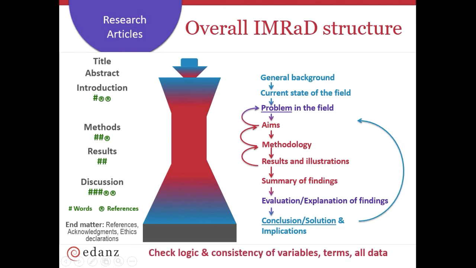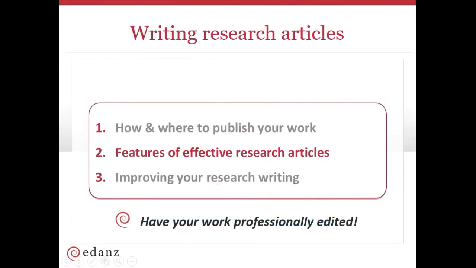Successful papers have a clear storyline and logic, with consistent names for variables and terms, and all the data agree between the illustrations, text, and abstract. This ends part 2 of the EDANT's introductory webinar on writing research articles. We focused on features of effective research articles and looked at what editors want, IMRaD structure, and key content of each section of a paper, and overall logic and storyline.